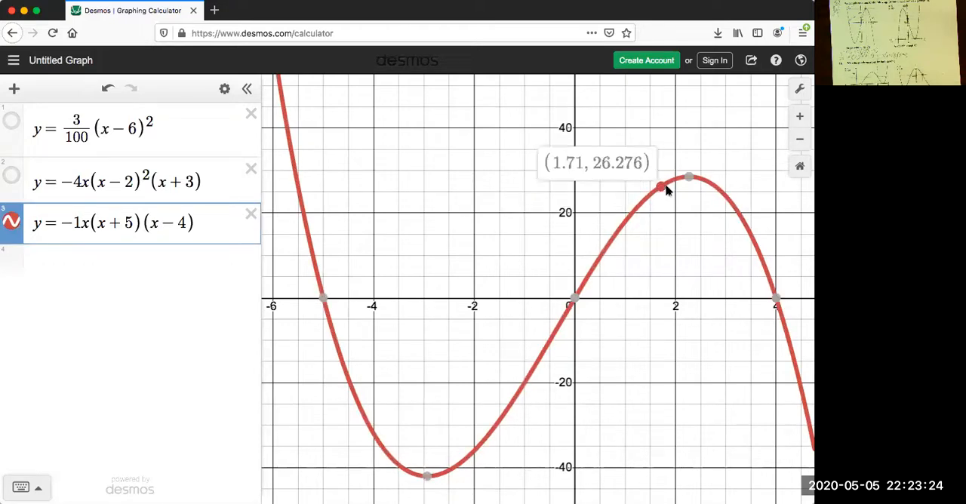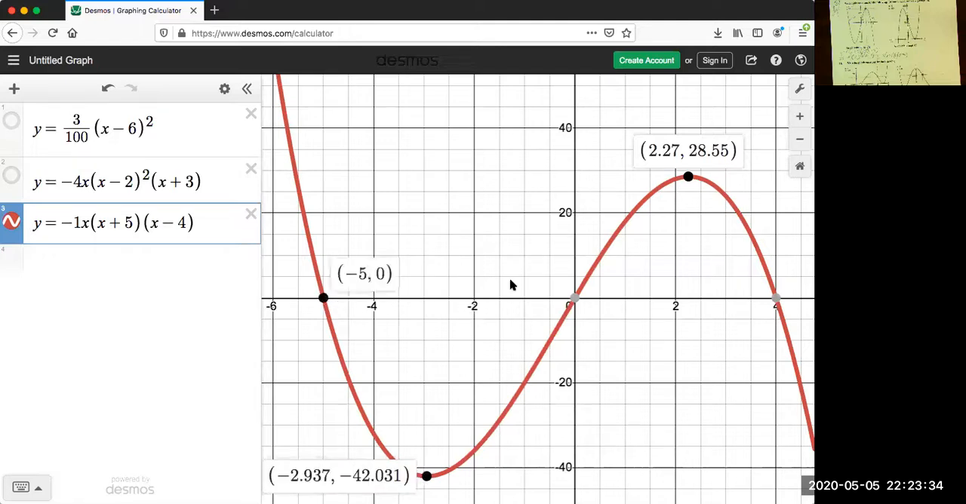Let's, okay, I'm crazy. 228. Okay, there it is. Hooray. Relative maximum, relative minimum, root, root, root. The end behavior: as x approaches positive infinity, y approaches negative infinity. As x approaches negative infinity, y approaches positive infinity. That's the end behavior for this function.